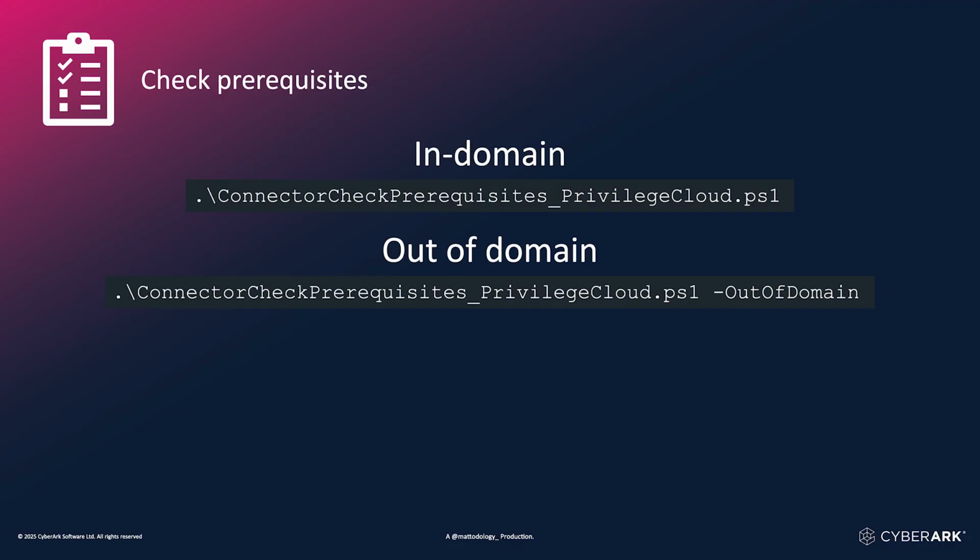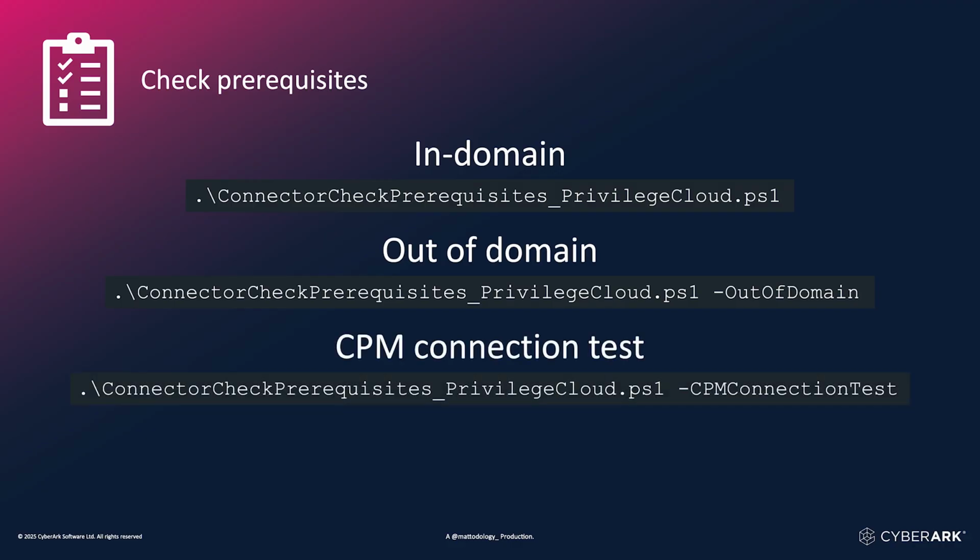The third option is CPM connection testing. Use this mode to specifically verify connectivity and credentials between the Central Policy Manager and your privileged accounts. It helps validate that secure password management workflows will function as intended.